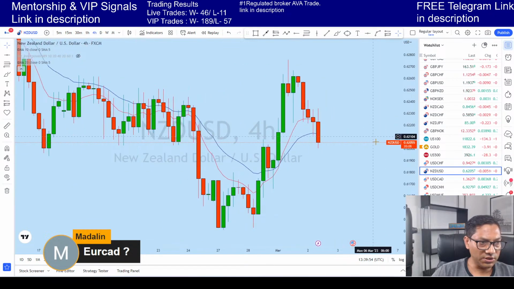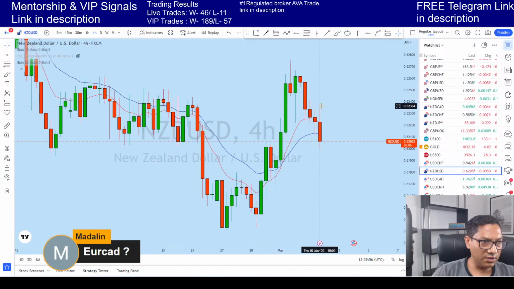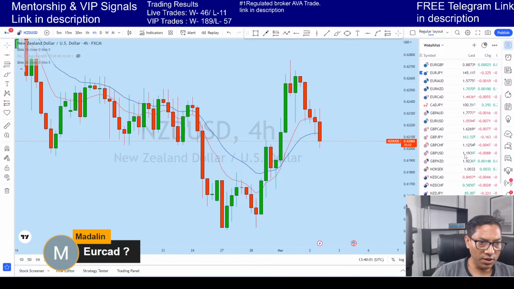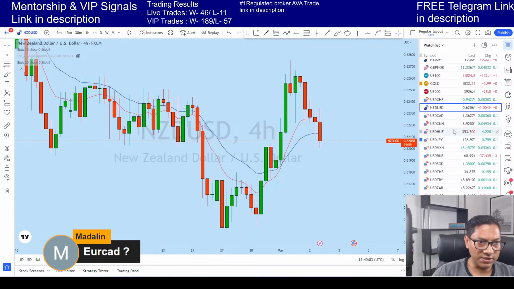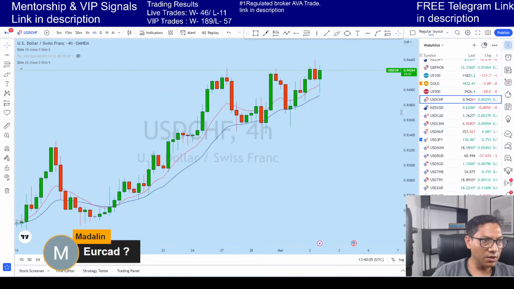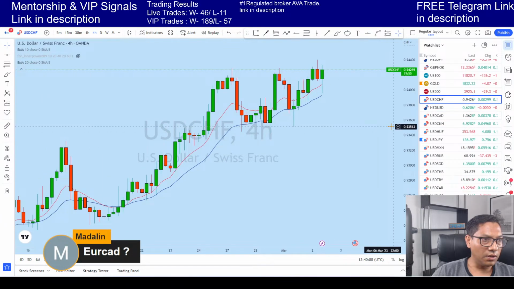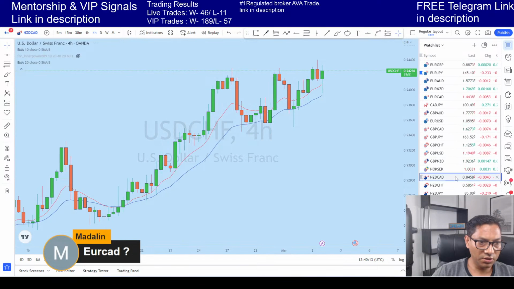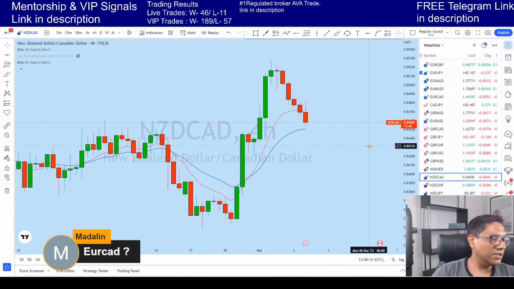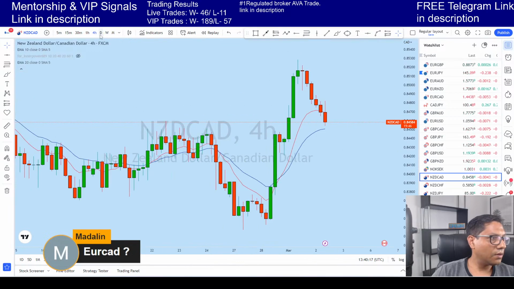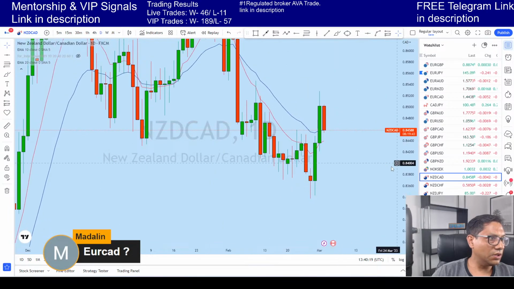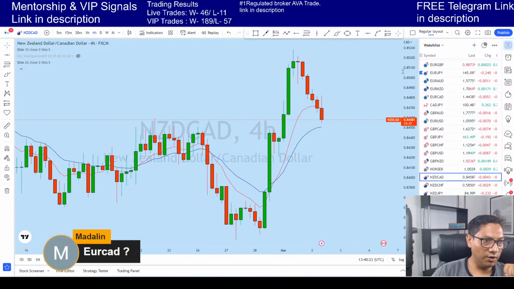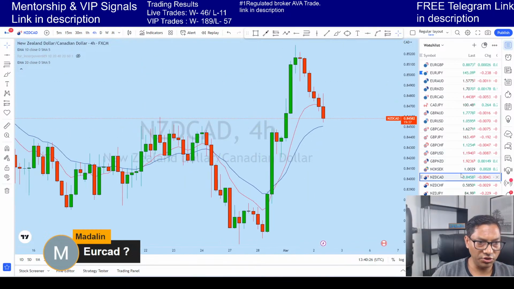Okay, NZD USD guys, what I see is, we see the dollar Swiss franc is showing a bullish move, and at the same time we see that NZD USD is trying to be bearish. Let me look at the overall picture. See that NZD CAD, it's the daily chart. I think that NZD CAD is also creating a significant bearish price action.